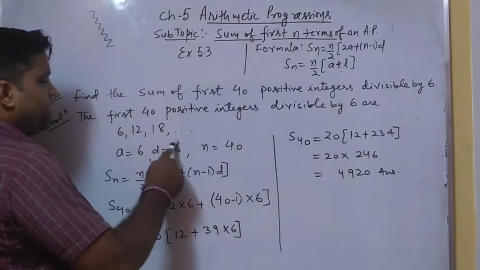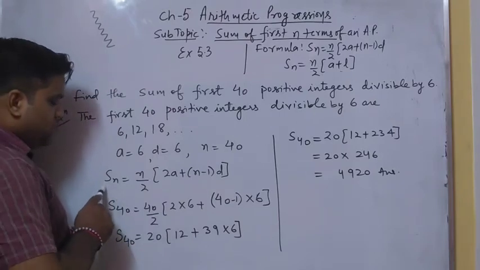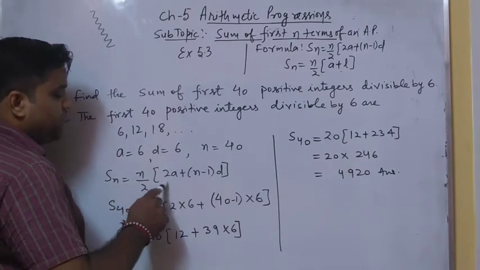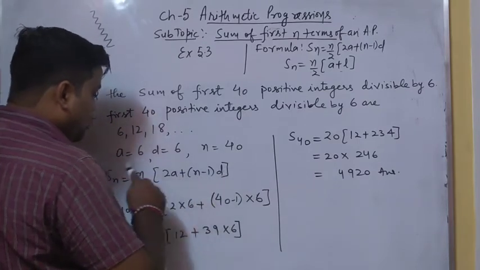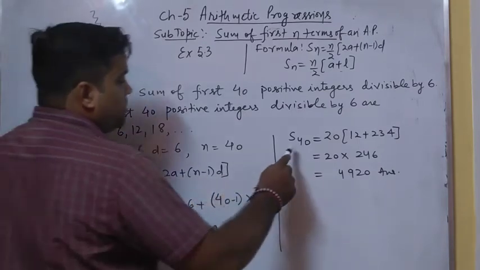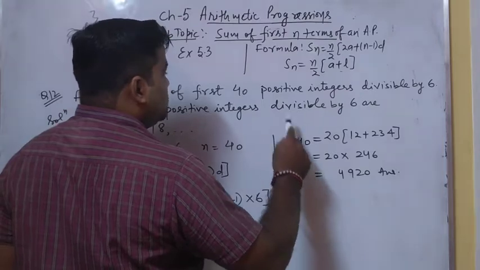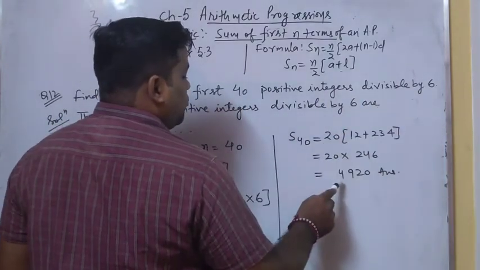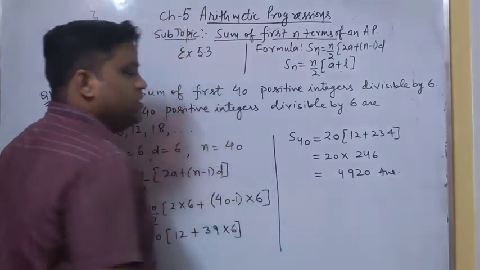Here it is forming an AP. So the sum of first n terms of an AP is given by S is equal to n by 2 times bracket 2a plus n minus 1 times d. On putting all the values, we get the sum of first 40 positive integers which are divisible by 6 equal to 4920, which is the required answer.